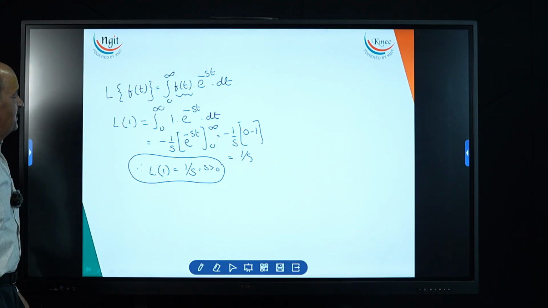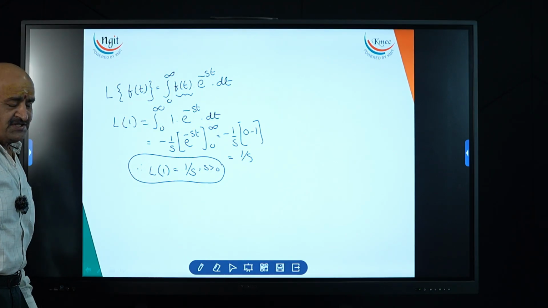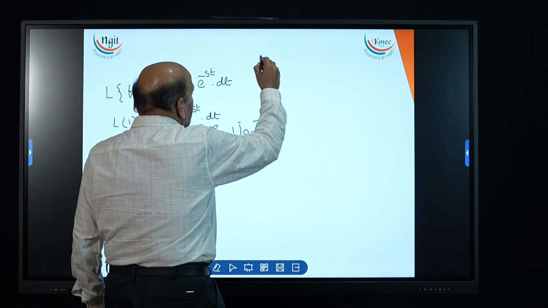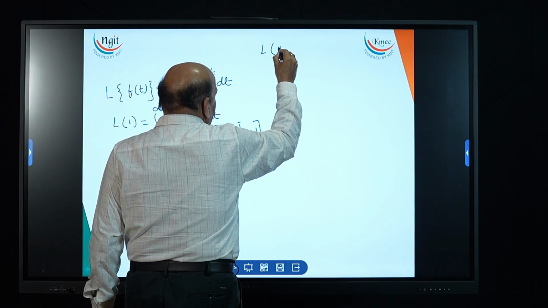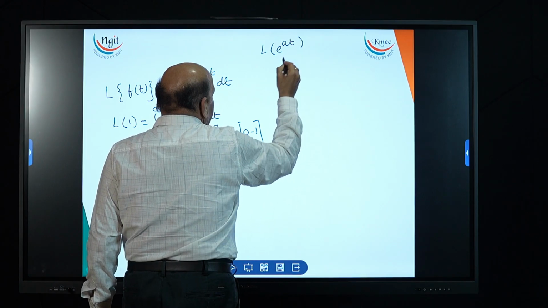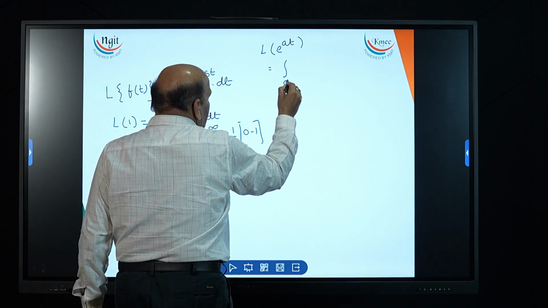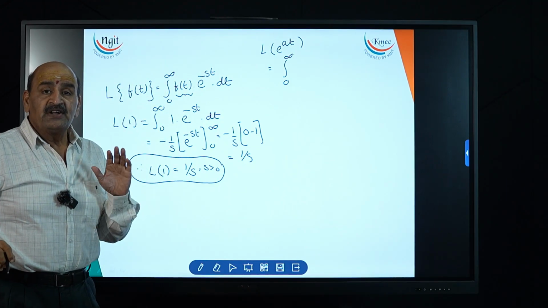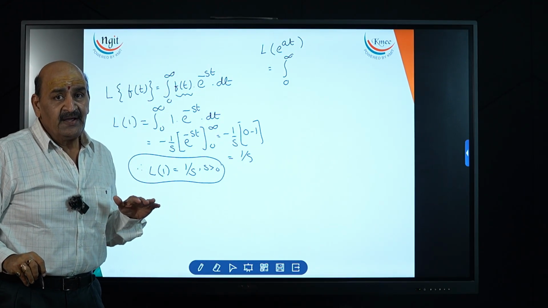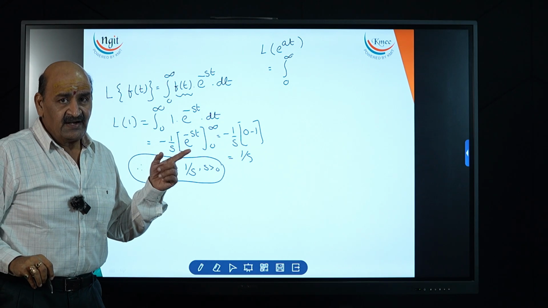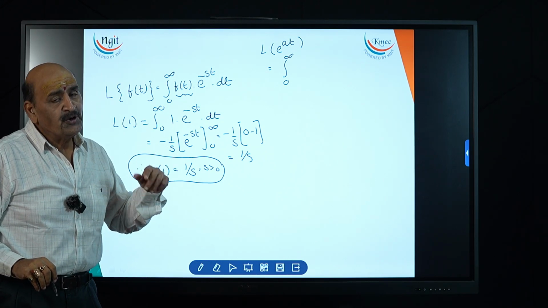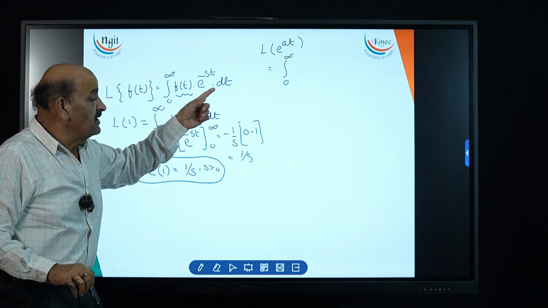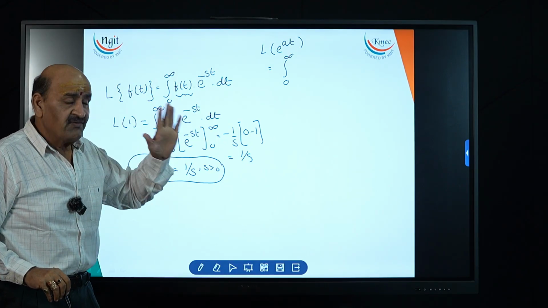Now look at the Laplace transformation formula. What is the Laplace transformation of e power at? Laplace means only 0 to infinity. One point students have to remember: Fourier transformations means we have to take minus infinity to infinity. Fourier sine is 0 to infinity. Fourier cosine is 0 to infinity. Similarly, Laplace is also 0 to infinity.